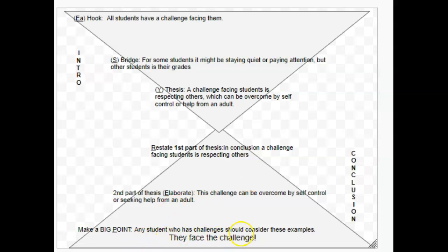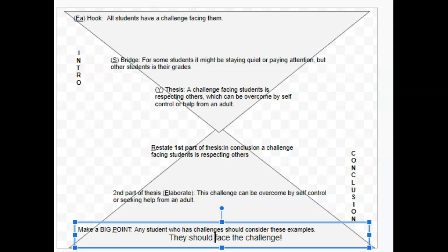Any student who has challenges should consider these examples. They face the challenge. Maybe we say they should face the challenge.